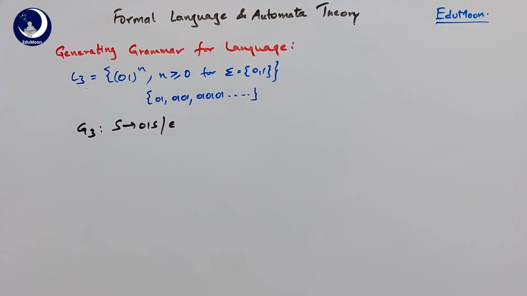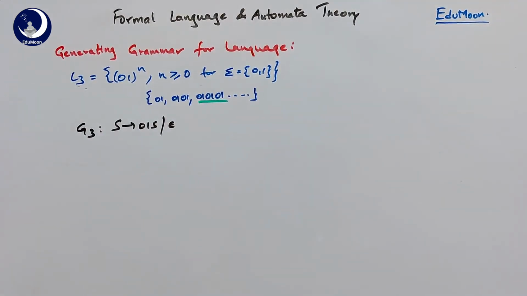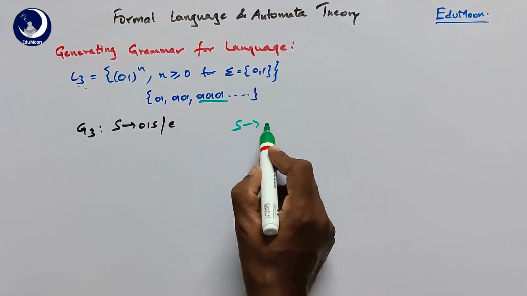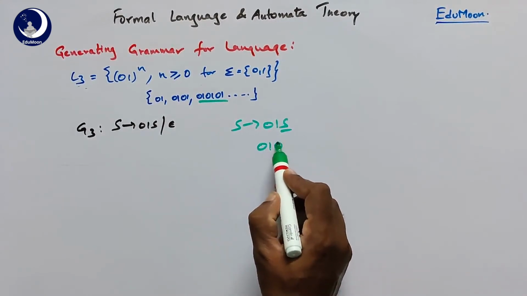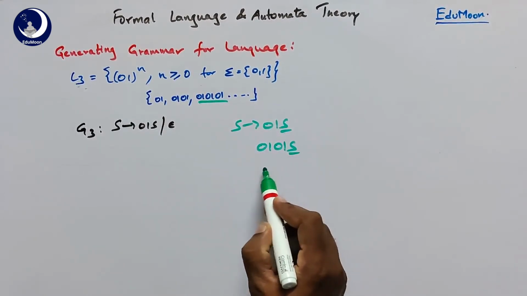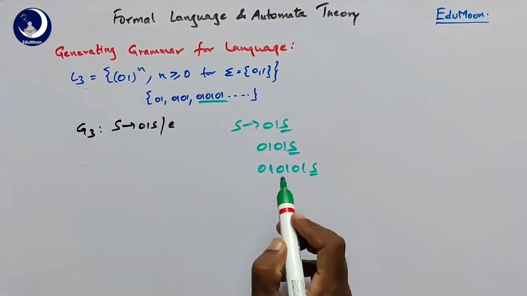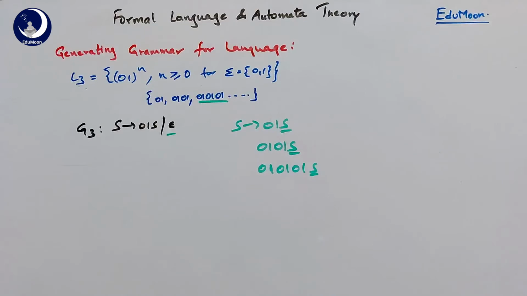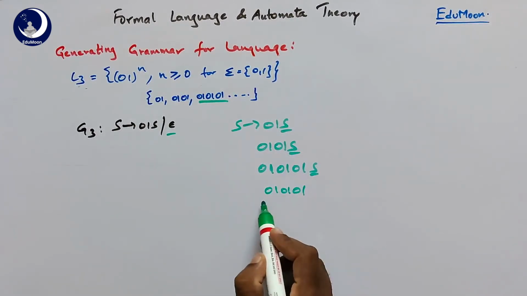So if you want to generate a string like 010101 from this grammar, first of all we take S tends to 01S, again S can be generated as 01S, and again S can be generated as 01S, and finally this can be halted using the production rule epsilon. So the final string will be 01 01 01. So this is what we get.